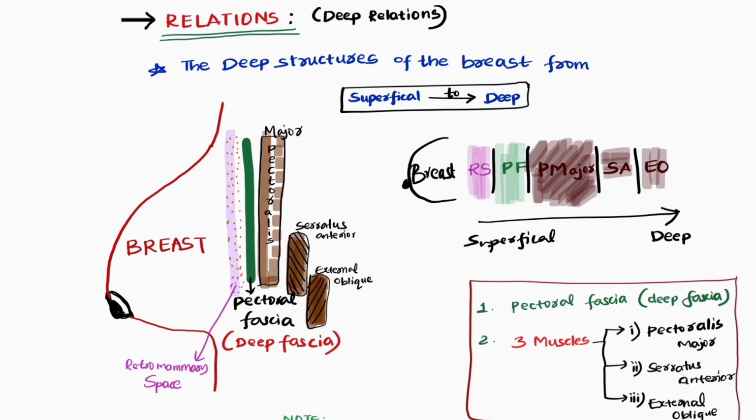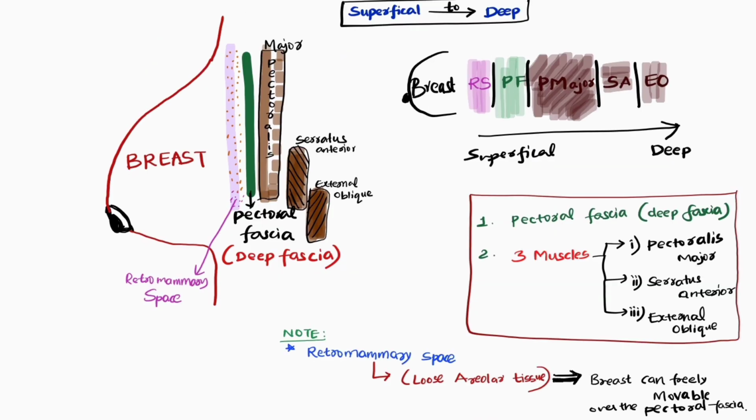You can remember this with a mnemonic like RSPF. We know BSF, like that. RSPF major SAO. So you can remember by this mnemonic from superficial to deep. And note here that the breast is separated from the pectoral fascia by loose areolar tissue called the retromammary space. Because of the presence of this loose tissue, the normal breast can be moved freely over the pectoralis major muscle.